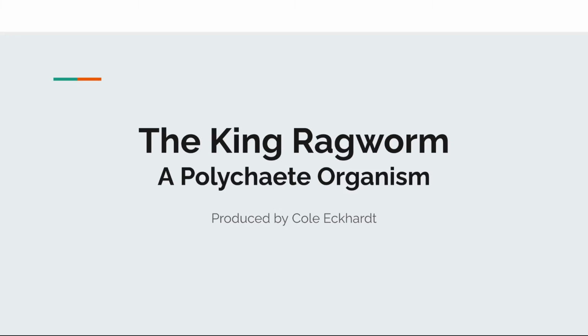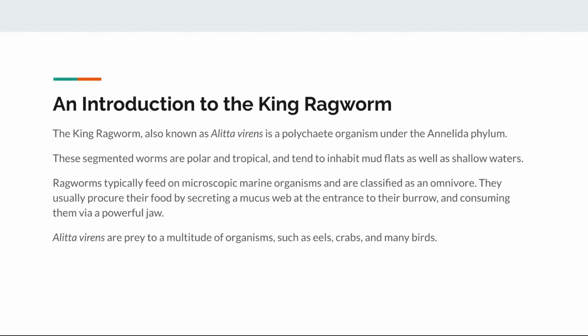I'm the class of 2026, and I did my project on the king ragworm. So, an introduction to the king ragworm, also known as Alitta virens in the scientific world. They're a polychaete organism under the Annelida phylum. Because they're Annelida, they're going to be segmented.